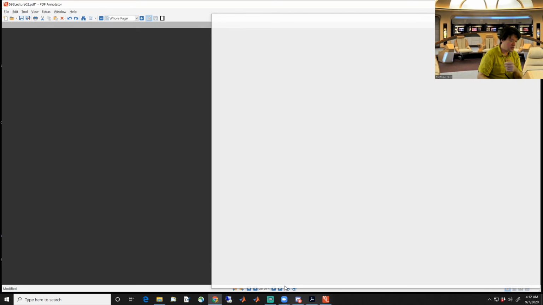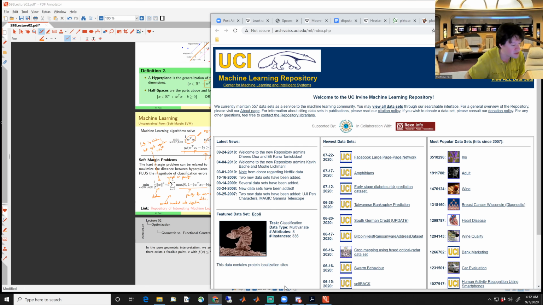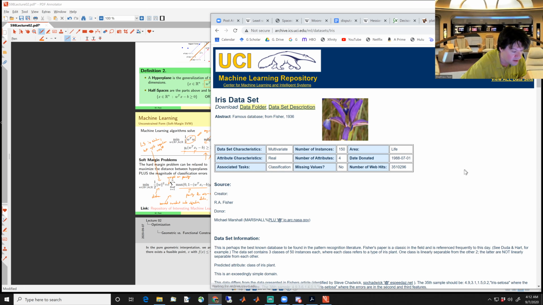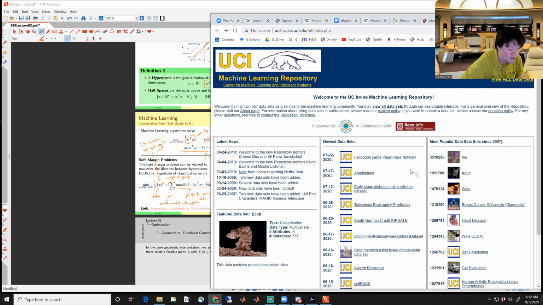If you go here to the link, you can go to the UC Irvine set of very large data sets. For example, the IRIS data set has, actually, that's not the number of data points, but there's lots of data sets, and you can see the number of data points in them. That one has 150 data points.